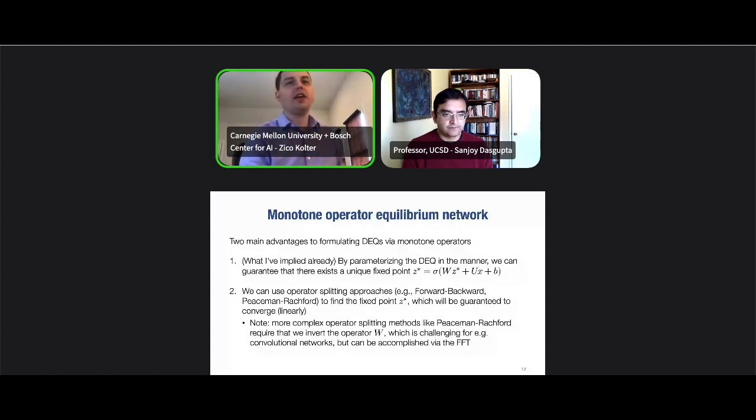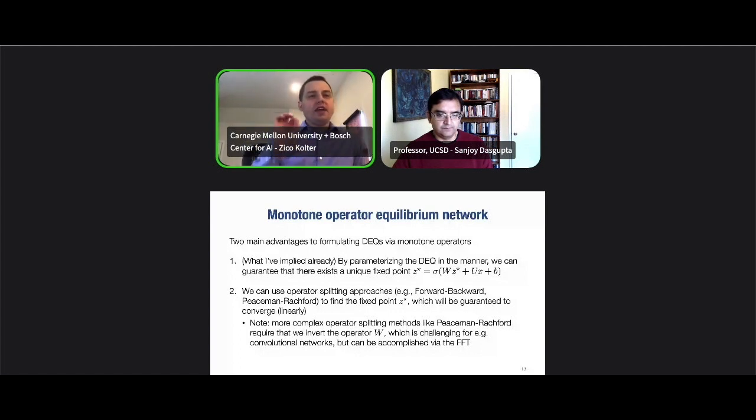So now I want to summarize all this by highlighting these two main advantages of formulating a DEQ in this manner, motivated by monotone operator theory. The first one is what I've already implied: by parameterizing the DEQ in this manner, we can guarantee that there exists a unique fixed point. Now, I should mention again, this does not necessarily mean that the fixed point iteration, if I just iterate that equation, is going to be stable. You might have to damp that iteration to make it stable, but it does guarantee the existence of a unique fixed point.